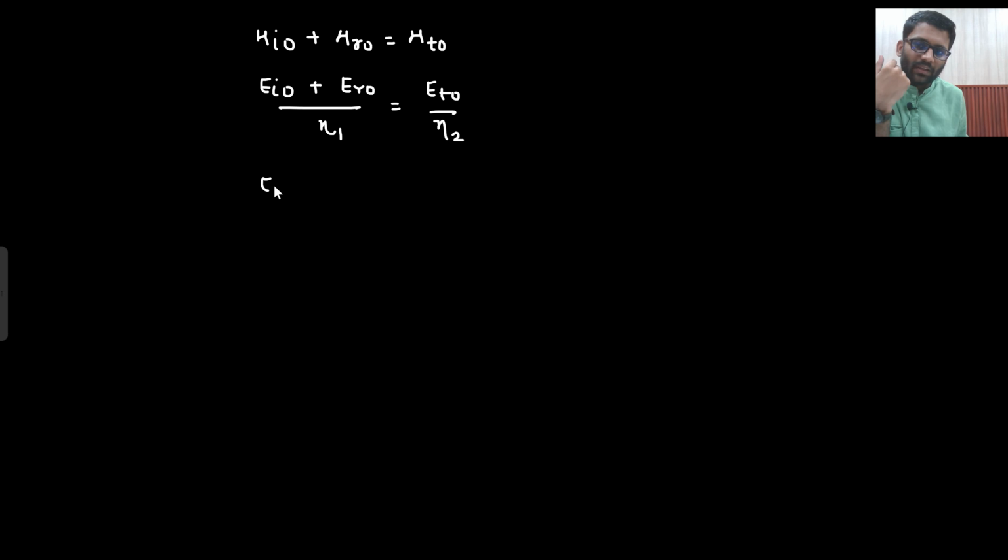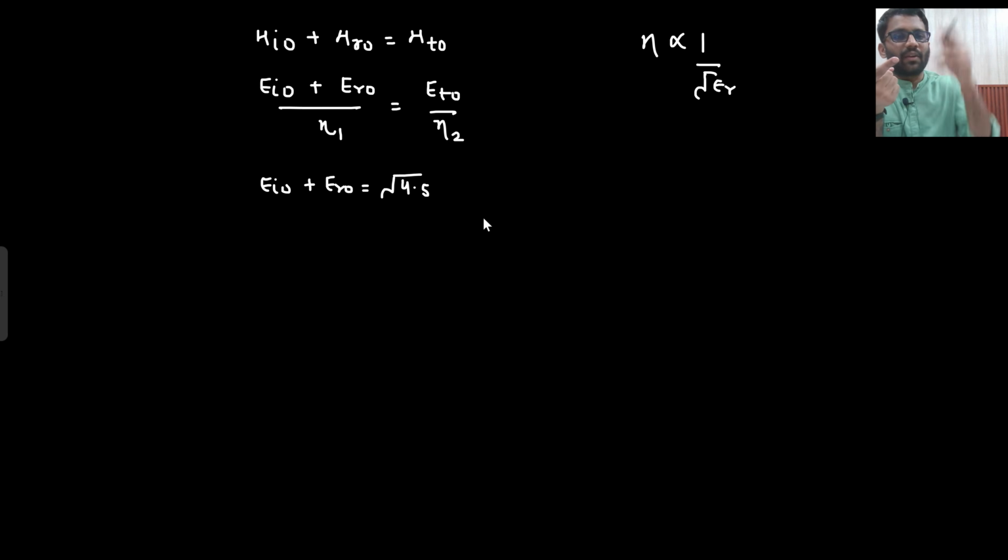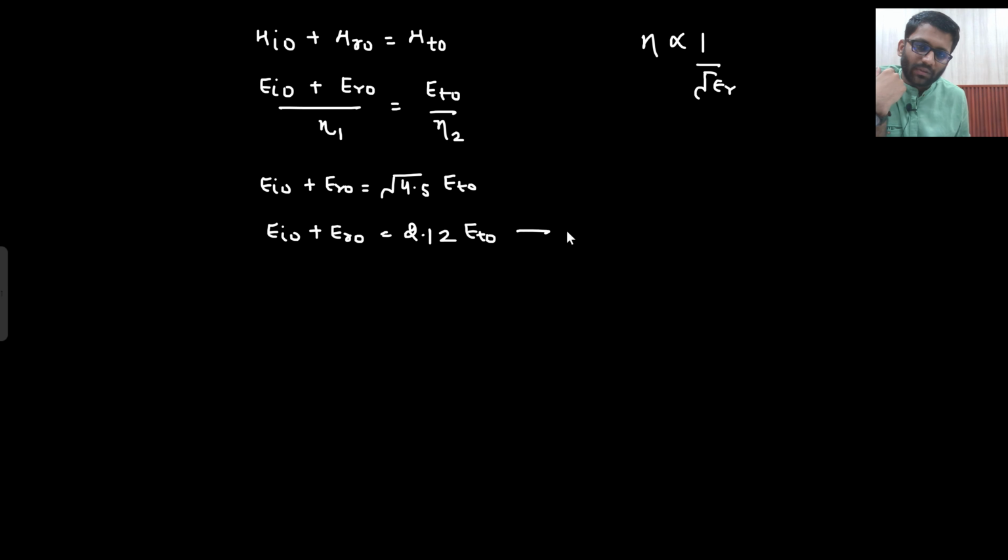Okay. So EIO plus ERO. What will be the ratio of eta 1 by eta 2? Eta 1 by eta 2 would be under root 4.5, right? Because eta is inversely proportional to under root epsilon r. So eta 1 by eta 2 would be under root epsilon r2 divided by under root epsilon r1, which is equal to ETO. So what are we getting? This is 2.12. So EIO plus ERO is equal to 2.12 ETO. So this was equation 2, and what was our equation 1? EIO minus ERO is equal to 1.33 ETO.